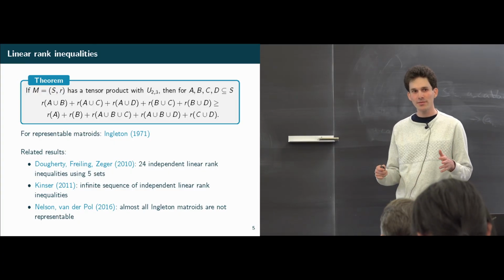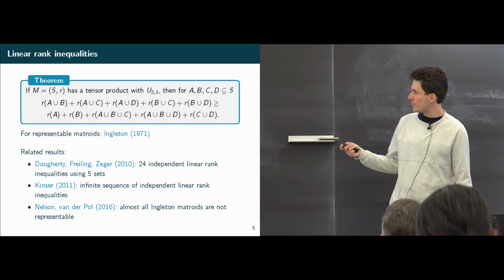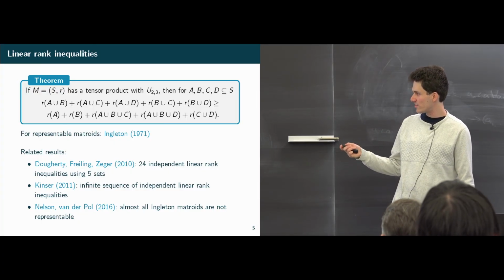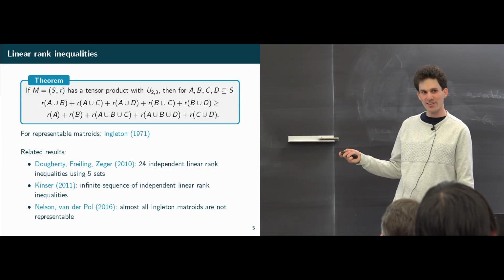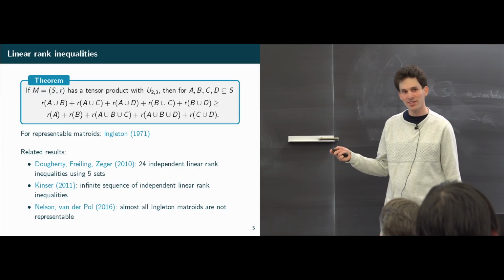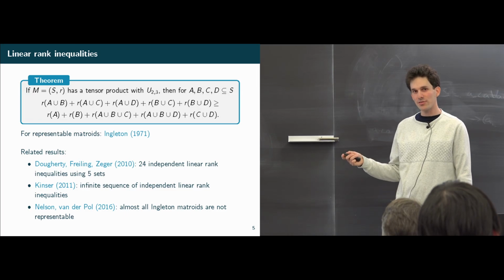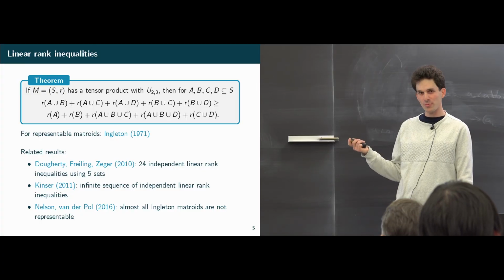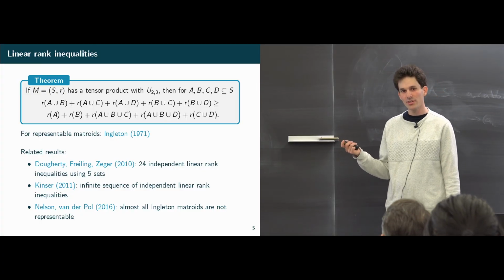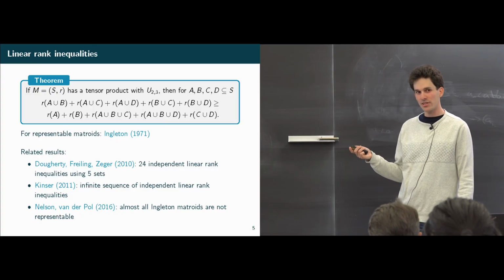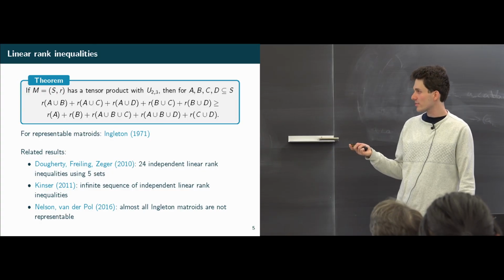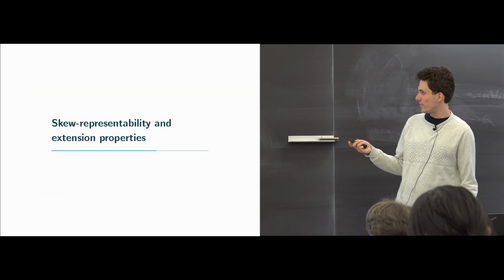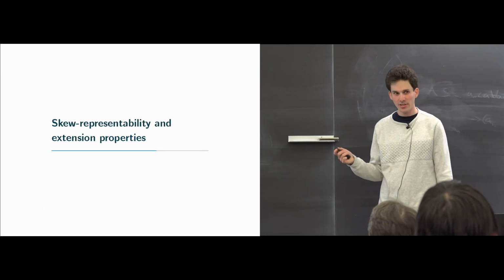So if a matroid has a tensor product with U2,3, it not just satisfies Ingleton, it satisfies probably all of these 24 other inequalities that are known on 5 sets. So having a tensor product is much stronger, but we do not know a complete characterization specifically for U2,3. It is stronger than Ingleton. But if we modify the question a bit, then we will see how much stronger.